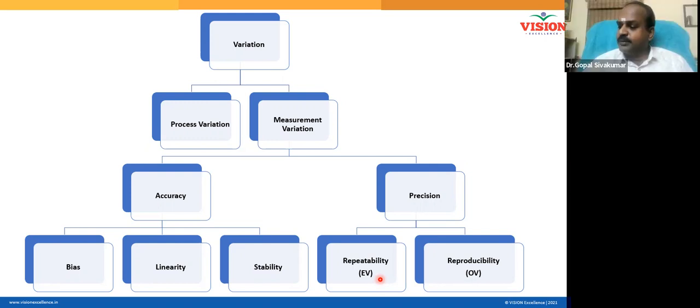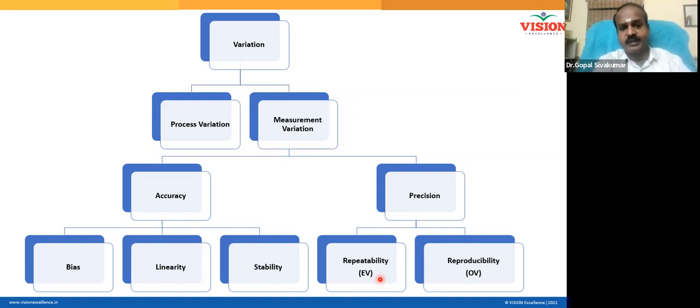Another thing, sir, can you repeat the statement? A single appraiser is asked to measure multiple times, but the product is the same. The measuring gauge is the same. The operational definition is the same. The measuring person is also the same, but the reading is different. Can it be considered an error? That is repeatability error.